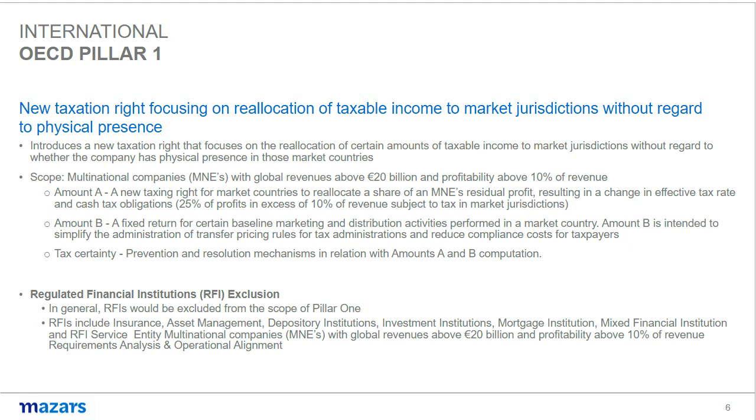Certainly, for this audience, of great importance is the fact that regulated financial institutions are excluded from the scope of Pillar 1, but that is an exclusion from Amount A, which is essentially that new taxing right. There will be potential relevance for Amount B, which is basically a baseline for marketing and distribution activities that are performed in market jurisdictions, so that may impact transfer pricing methodologies.